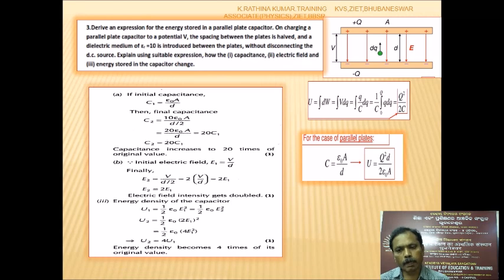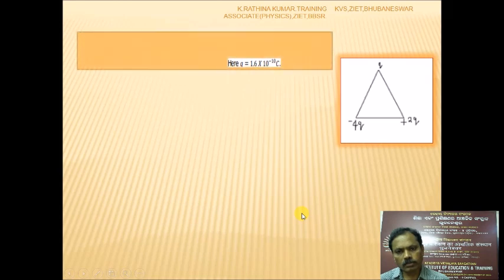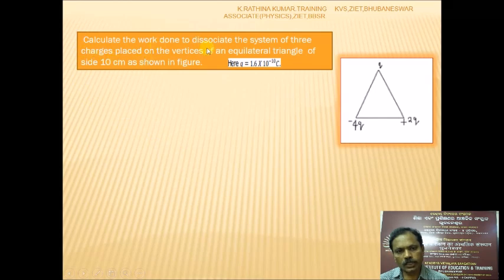Let us go to the next question. Calculate the work done to dissociate the system of 3 charges placed on the vertices of an equilateral triangle of side 10 cm as shown in the figure. Here the value given is Q equal to 1.6 into 10 power minus 19 coulomb, I think.